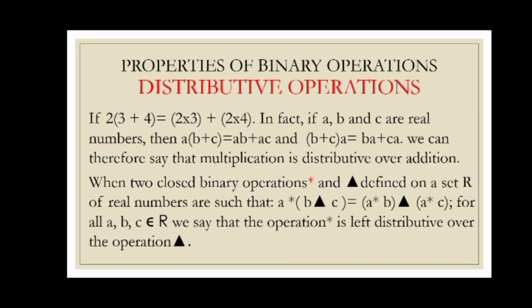So when two closed binary operations, star and triangle, defined on a set of real numbers R are such that A star (B triangle C) is equal to (A star B) triangle (A star C) for all A, B, C belonging to R, we say that the operation is left distributive over the other operation. So we can therefore say that multiplication is, same thing, distributive over addition.